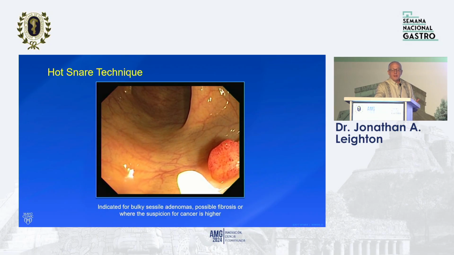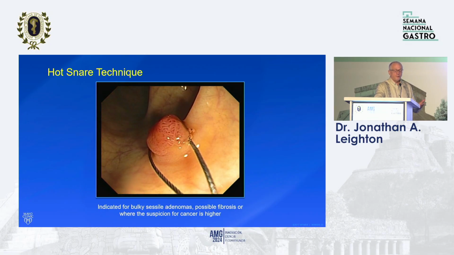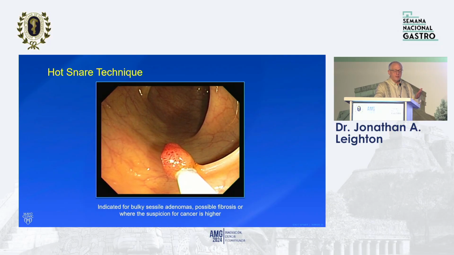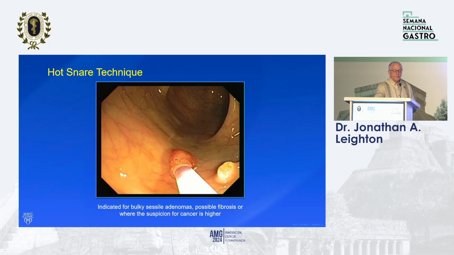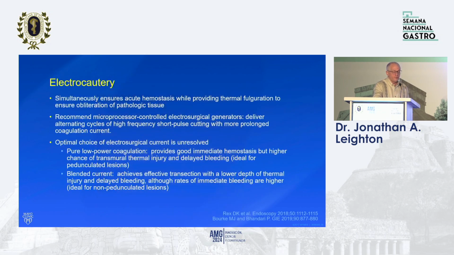That's very different than the hot snare technique, which we use less and less, where you do grab the base of the polyp, but in this case, you lift and then use the cautery, and usually you can get a good burn and get all the tissue. Talking about electrocautery, the reason we use it is that it ensures hemostasis while providing thermal ablation.